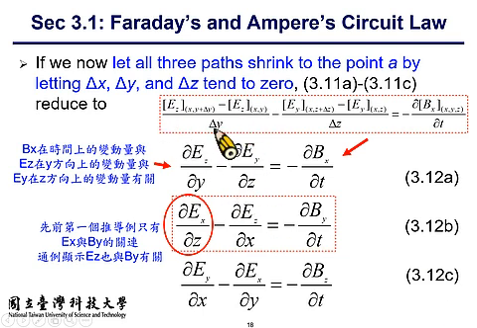So the first term is reduced to del Ez over del y, which means you evaluate the difference of Ez in the y direction. The second term evaluates the difference in Ey in the z direction. And the third term, to the right, evaluates the change of Bx as time changes.